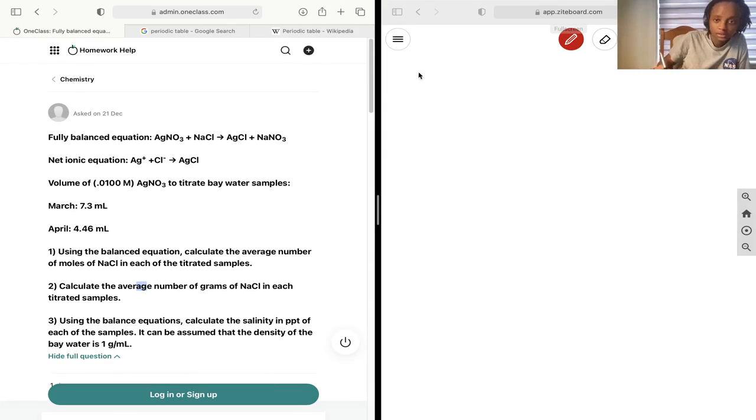We know that because of the balanced equation, the ratio is 1 to 1. So if we have the moles of silver nitrate used, we can find the moles of sodium chloride that we need because the ratio is 1 to 1. So we proceed by finding this.